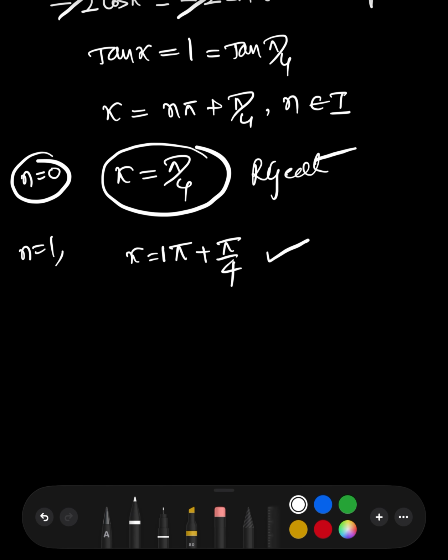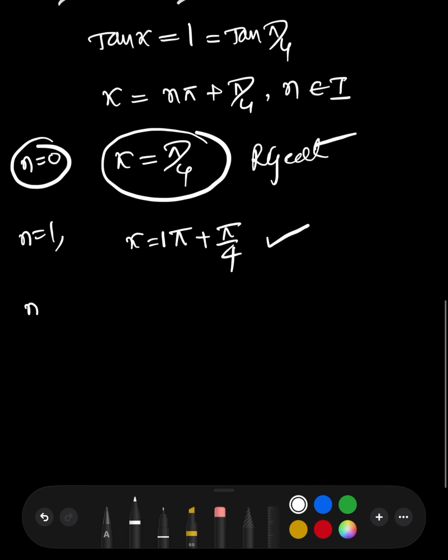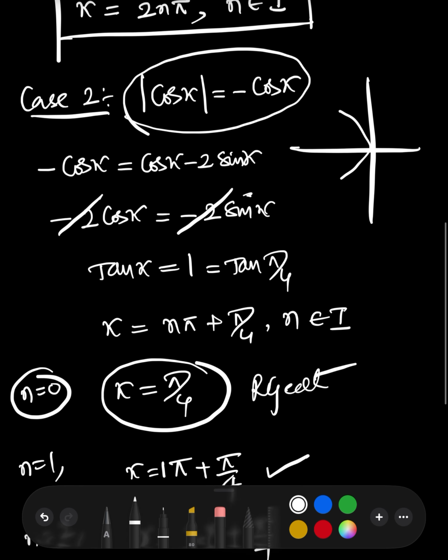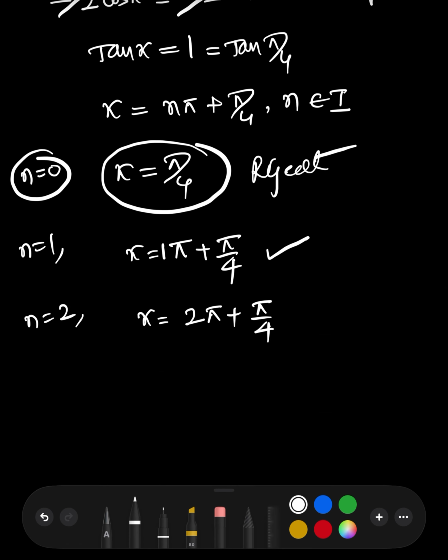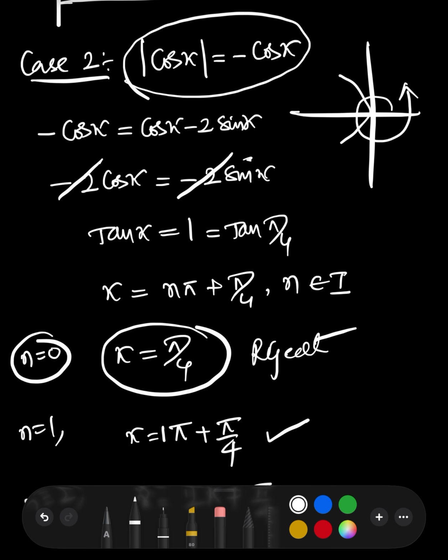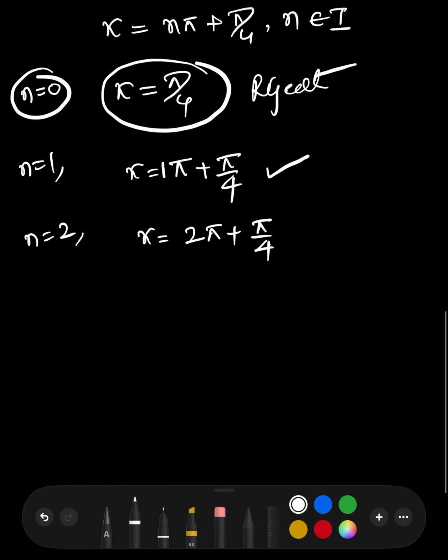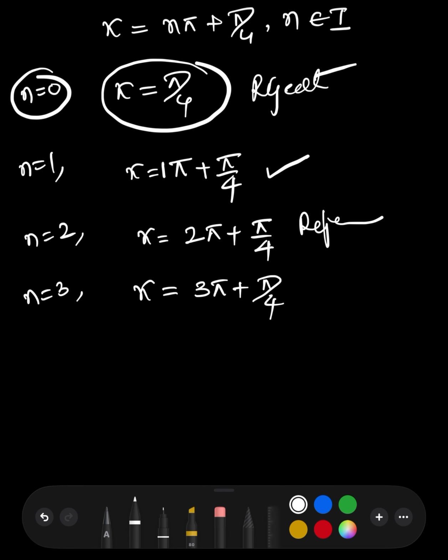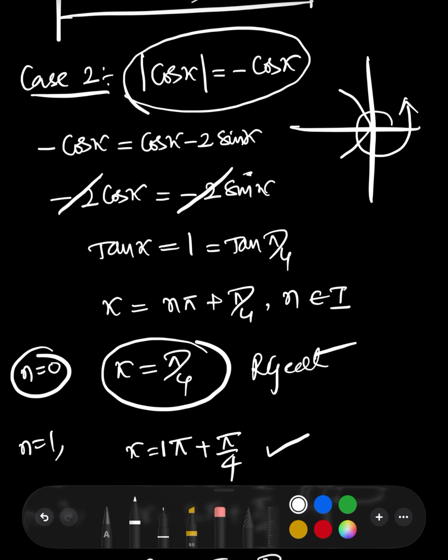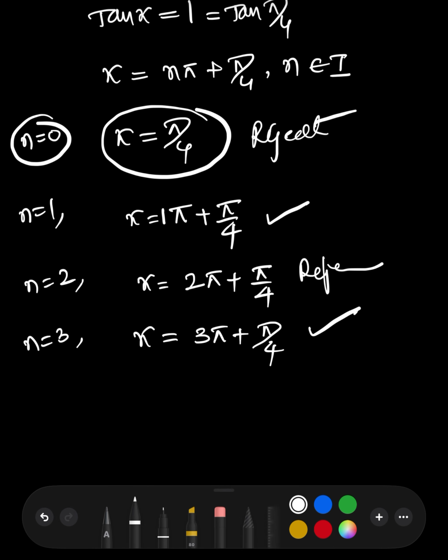So it is 1 multiple of pi plus pi by 4, right? In case of n equal to 2, x equal to 2 pi plus pi by 4. What is 2 pi plus pi by 4? It is in the first quadrant. In the first quadrant anyway cos is positive, so case 2 is not possible. Now 2 pi plus pi by 4 is also straight away rejected. Now what about n equal to 3, that is x equal to 3 pi plus pi by 4. Now 3 pi plus pi by 4 lies in the third quadrant again. So this will be a possible solution.